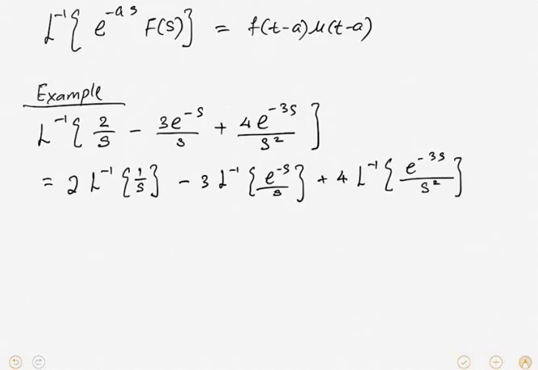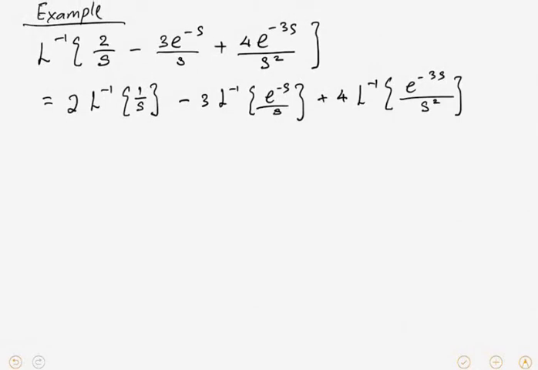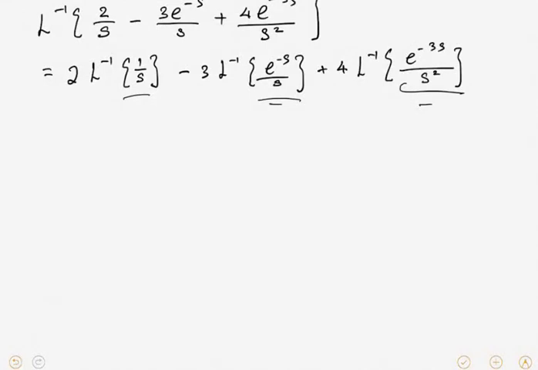Okay, so which one do you need to solve? This one is easy. This one you need to solve using the second shift theorem, and this one you can also solve using the second shift theorem. For the second shift theorem, you need to make sure that the expression must be in the form of an exponential over a polynomial.